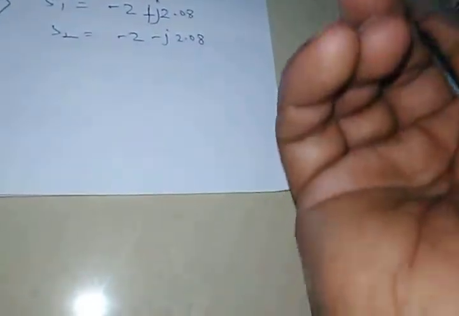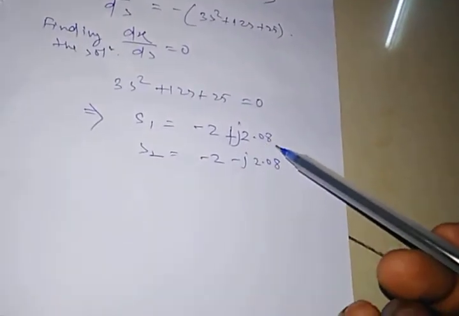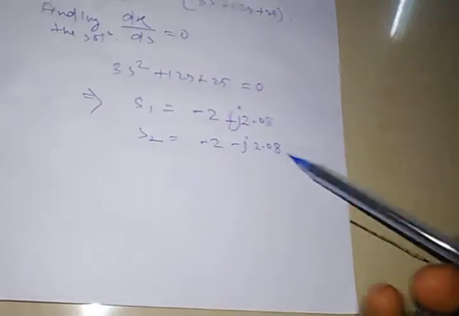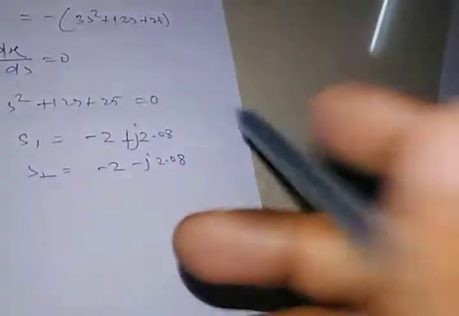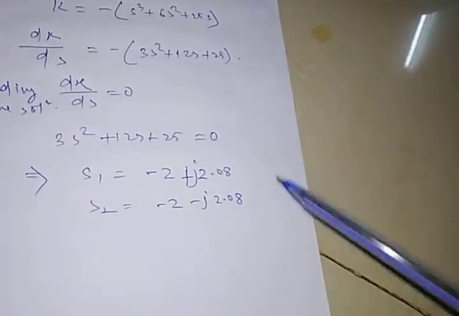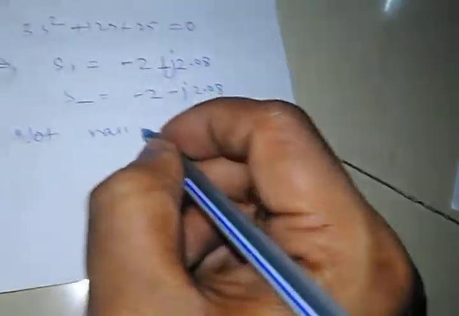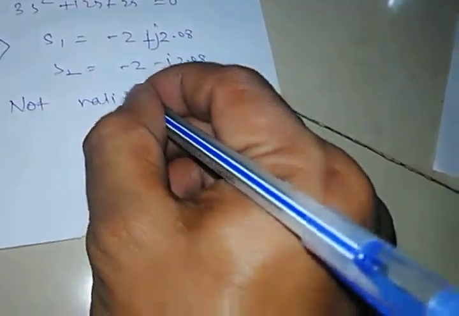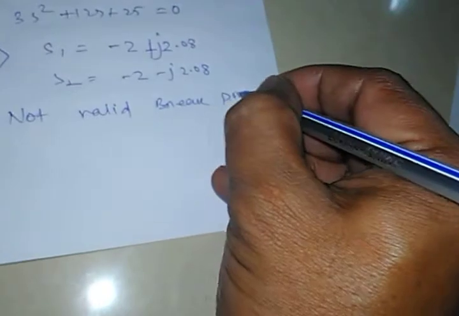So these are the solutions for the breakpoint, but minus 2 plus j2.08 and minus 2 minus j2.08 are not on the real axis, and for a breakpoint to be valid, it must lie on the real axis. Since these solutions are complex, they are not valid breakpoints. So for this problem, the breakpoint does not exist.